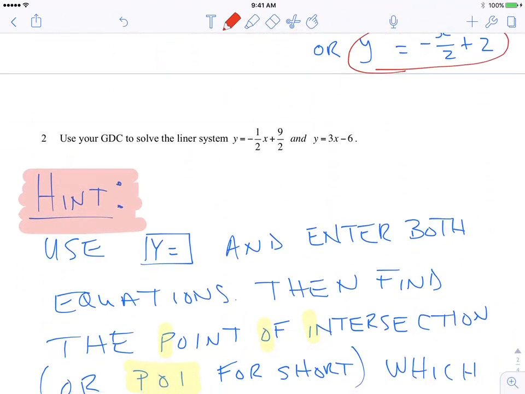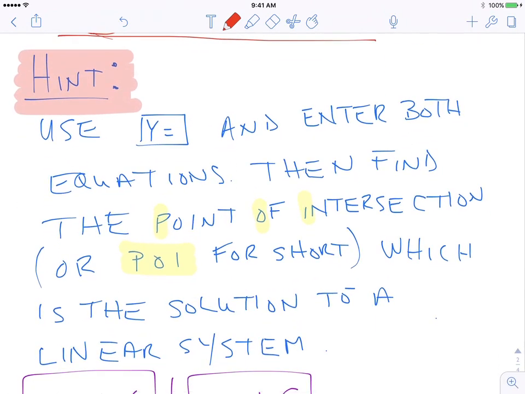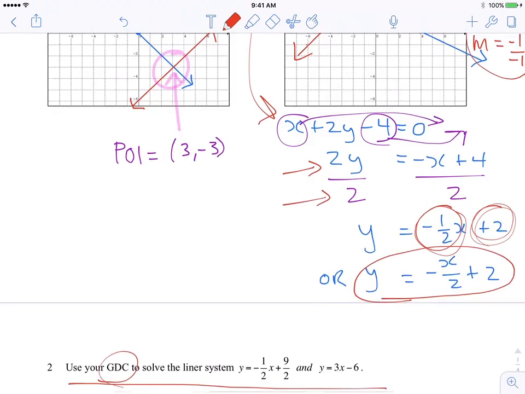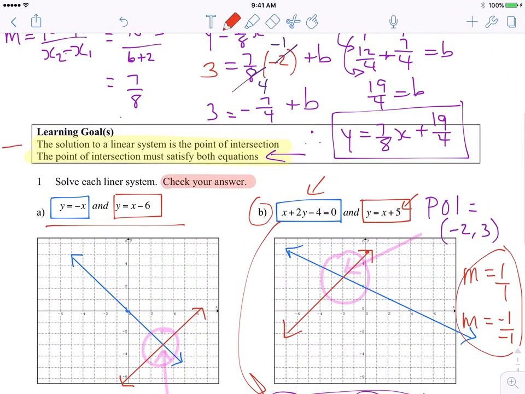What I want you to do as well is to use your graphing display calculator to solve this linear system. And I've given you a hint here. You want to use the y equal function of your calculator, enter both equations, and then find the point of intersection, or POI for short, which is the solution to a linear system. And let me erase that there. The solution to a linear system, and you'll see that's in the learning goals. The solution to a linear system is the point of intersection. And the intersecting point must satisfy both equations. So in checking your answer by subbing in that coordinate into both equations, you are confirming that indeed left side equal right side, or that that coordinate is on that line.